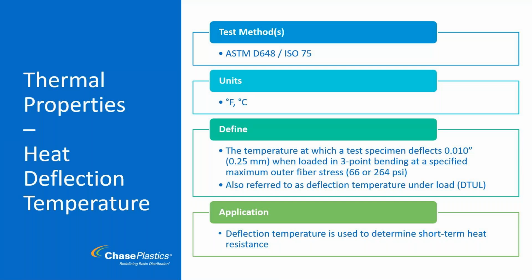Not to be confused though with VICAT, that is slightly different. But your deflection temperature gives you a quick, short-term heat resistance performance. And so it gives you an idea of where you'll start to see some deflection or some movement in your material based on those temperatures.